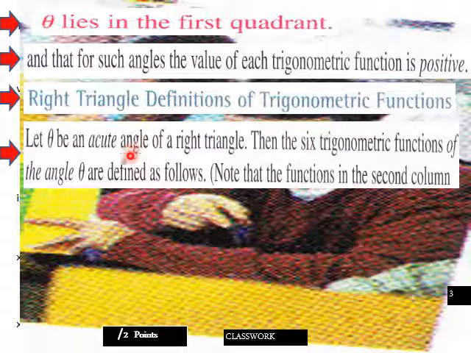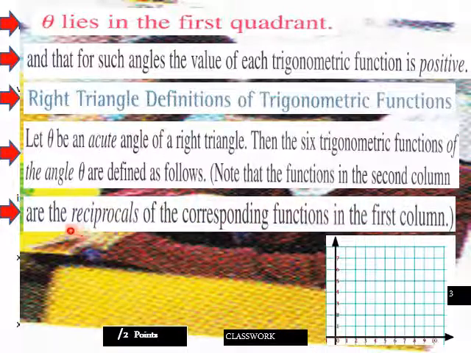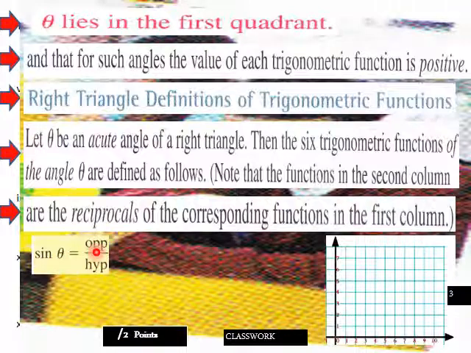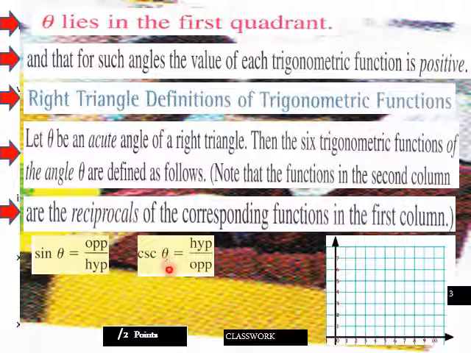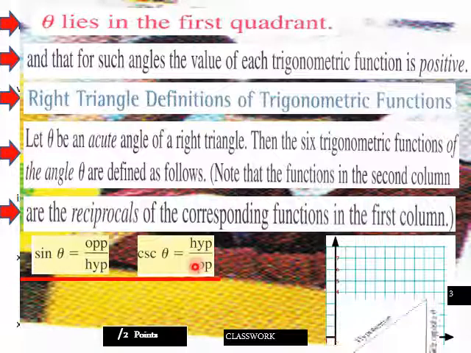Right triangle definitions of trig functions. Let theta be an acute angle of a right triangle. Then the 6 trig functions of the angle theta are defined as follows. Note that the functions in the second column are the reciprocals of the corresponding functions in the first column. So sine theta is opposite over the hypotenuse, and cosecant, the reciprocal of sine, is the hypotenuse over the opposite.